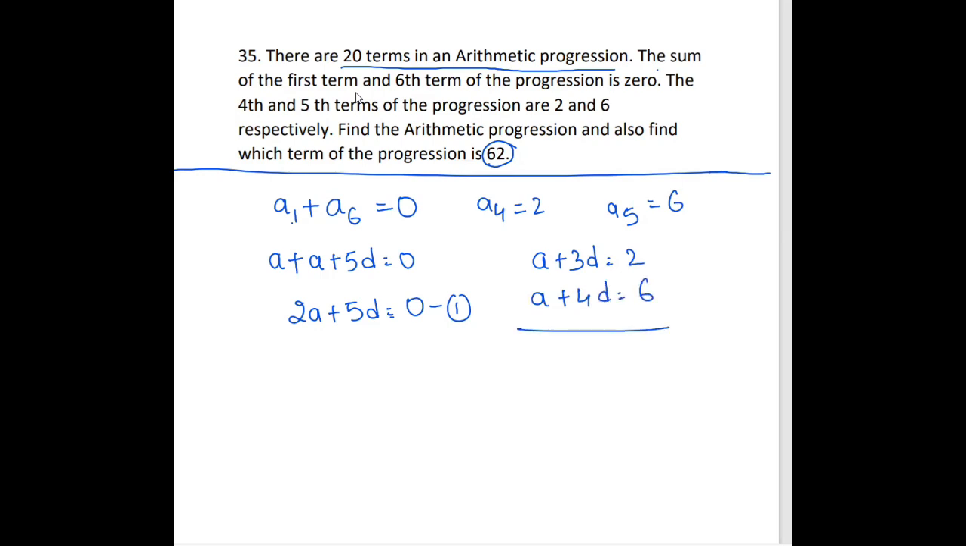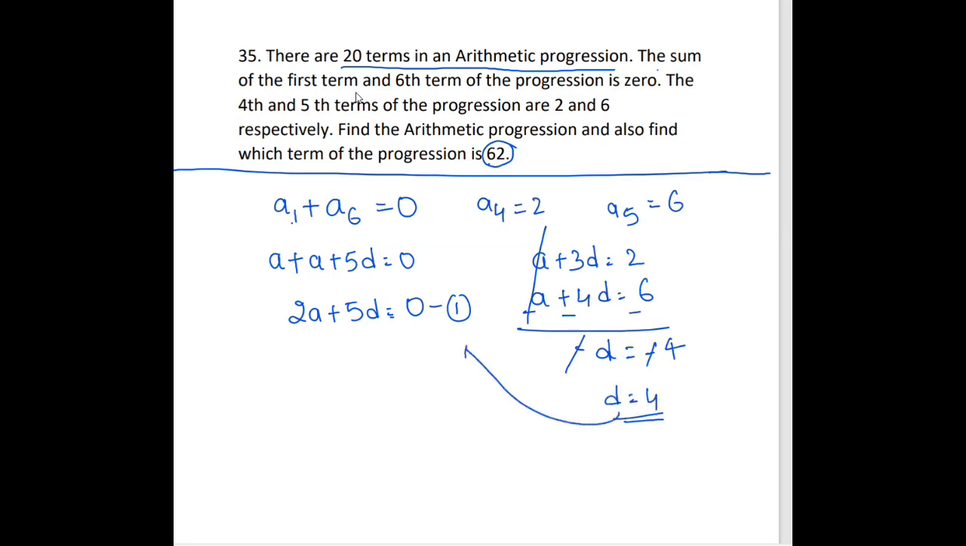Now, you do elimination. Minus, minus, minus, this cancels. 3 minus 4, minus D. 2 minus 6, minus 4. New sign you take, so minus, minus cancel. D is equal to 4.